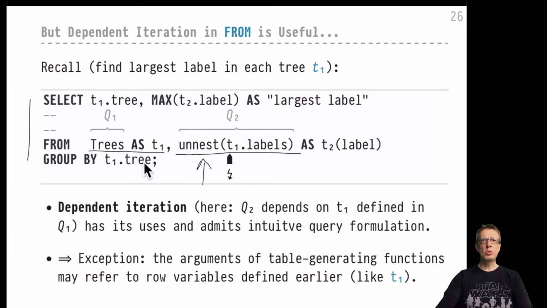We have seen this used to good measure in many of our example queries. For example, in the query that you just see on the slide, finding the largest label, alphabetically spoken, the largest label inside each of the trees that we've represented here. But it's really an exception to the rule. The visibility of T1 is dependent on the fact that we are using it as an argument of a set generating function. This has its uses and it leads to intuitive and nice compact query formulation, I would say.